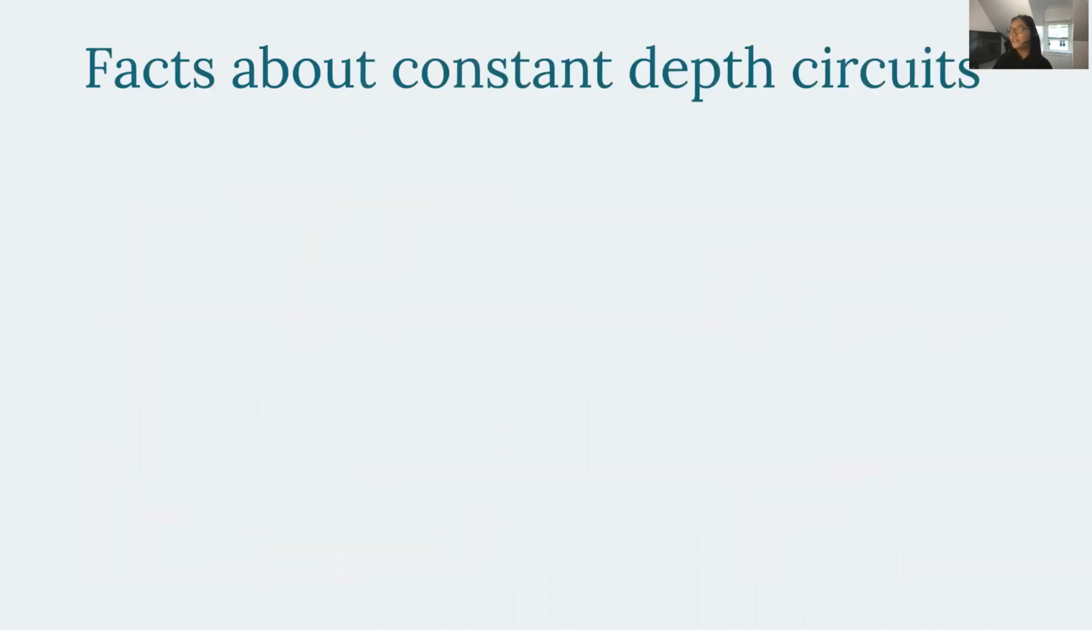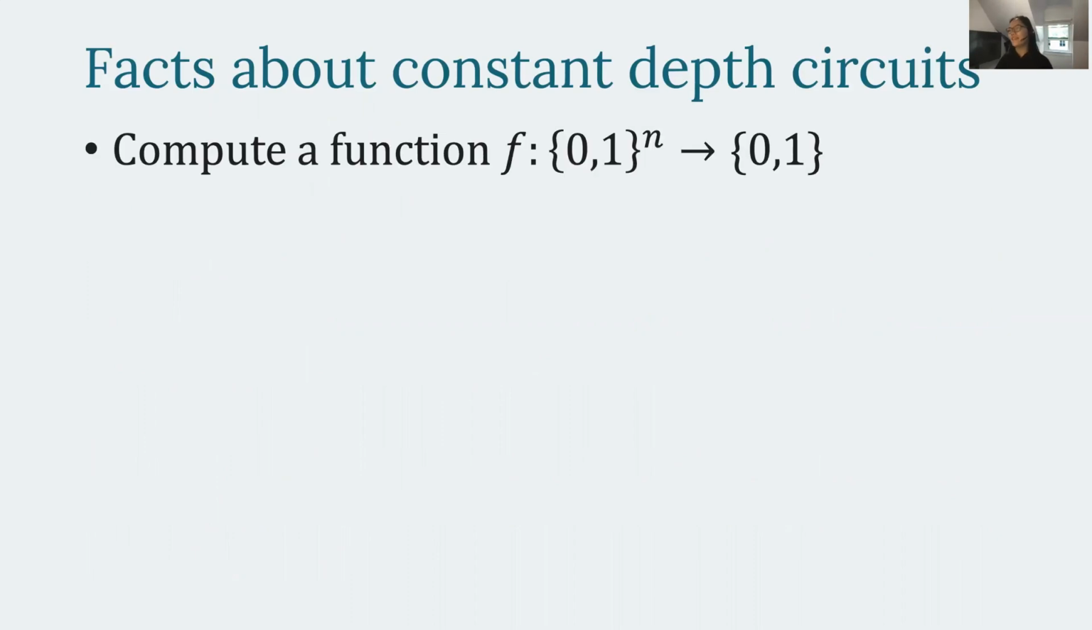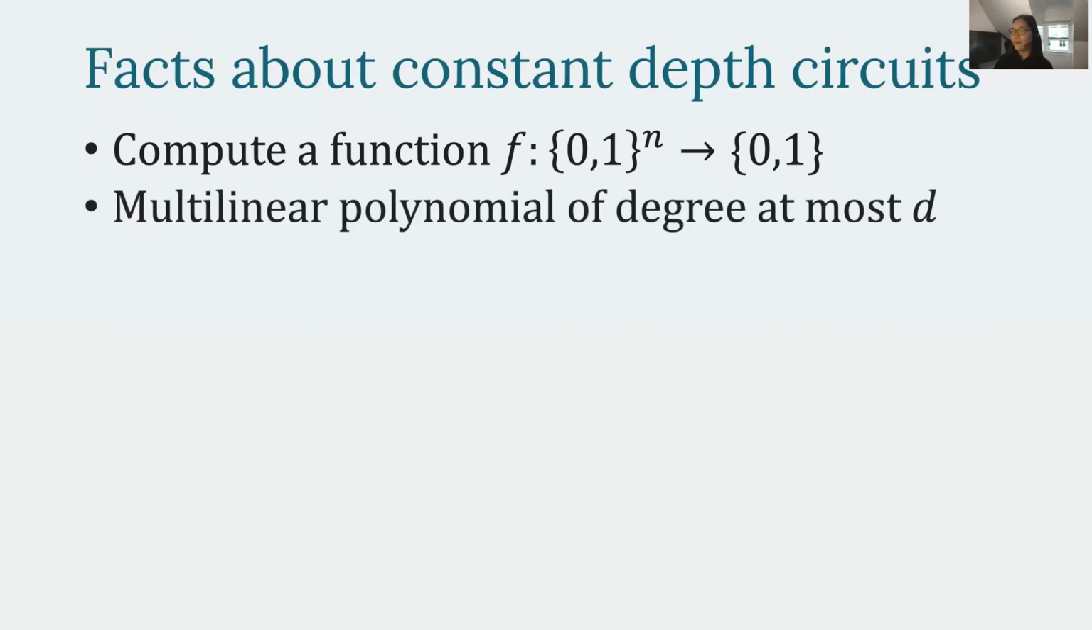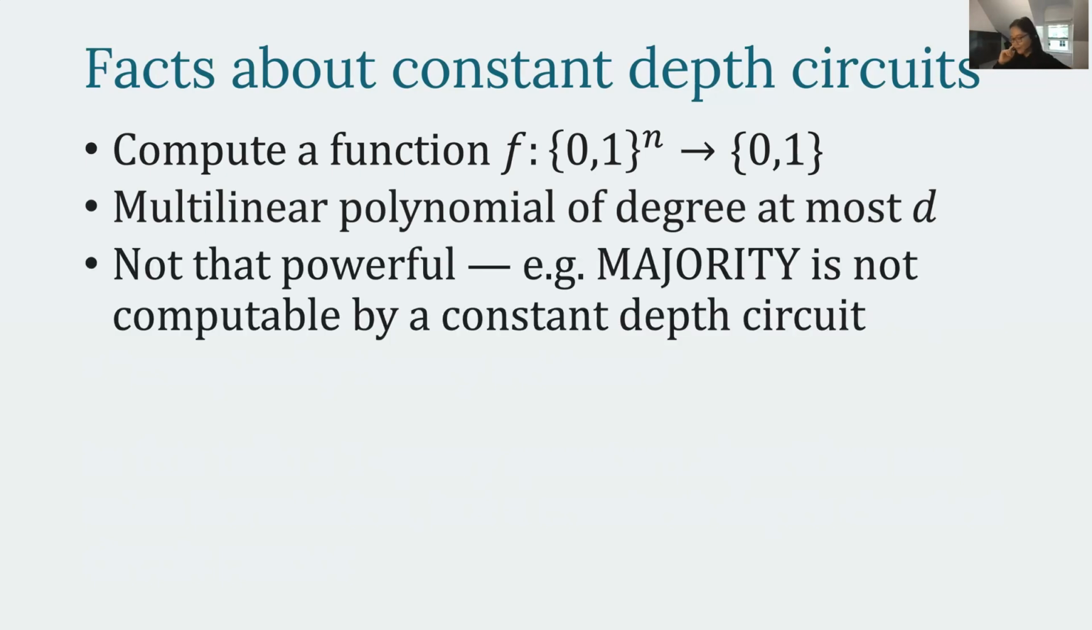Okay, so let me say some things about constant depth circuits. They compute a function from {0,1}^n to {0,1}, and it's a multilinear polynomial of degree at most d, and it's not very powerful. We know many examples of problems that are not computable in this model, and in fact I think this is one of the only models that we are able to prove unconditional lower bounds against.